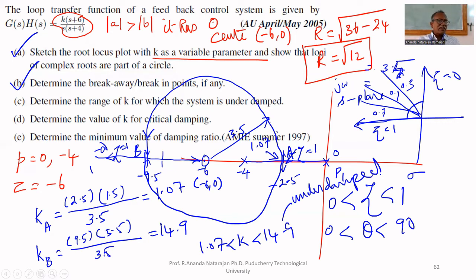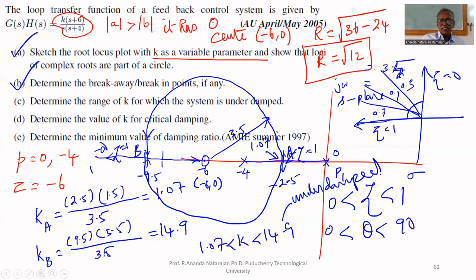When K equals 1.07 and when K equals 14.9, it is critically damped, with no oscillation. When is it overdamped? When K is less than 1.07 and greater than 14.9. Between 1.07 and 14.9, it is underdamped. At 1.07 and 14.9, it is critically damped. Above 14.9, it is overdamped. Less than 1.07, it is also overdamped.